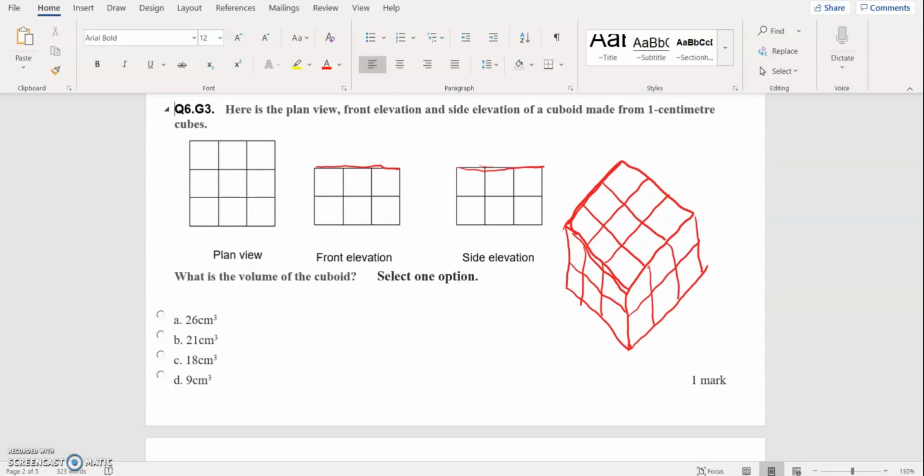So this solid then has these dimensions. There is 3 times 3 times 2.